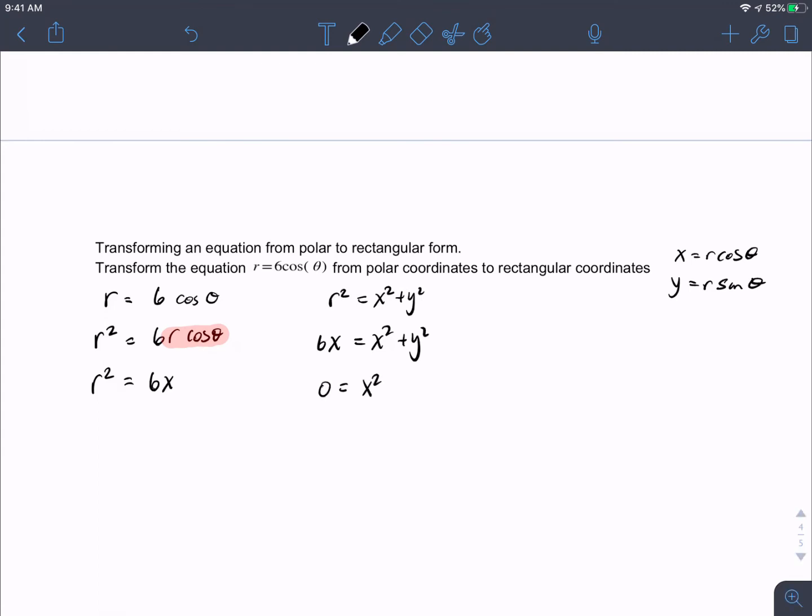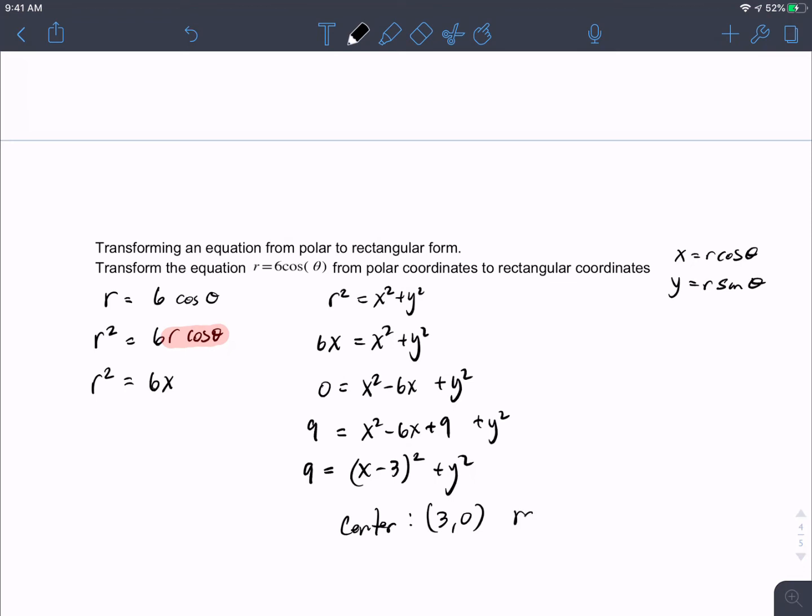And then doing some algebra, we can do this, and then completing the square, we take half of 6 is 3, and then square that 3, we end up with 9. And so since we added 9 to one side, we have to add 9 to the other side. And then we need to recall that this factors, and we come up with an equation of a circle. Well, that's great. The center of the circle is going to be 3, 0. And we know that the radius is 3. This is something that we've done earlier, but this is the trick to do it.